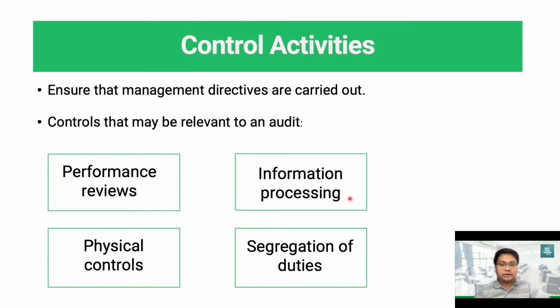Okay, and with respect to information processing, there are also two important categories of controls. We have what we call the general IT controls, or information technology controls, which support the effective functioning of the application controls. So when we say application controls, application controls apply to the processing of individual applications.